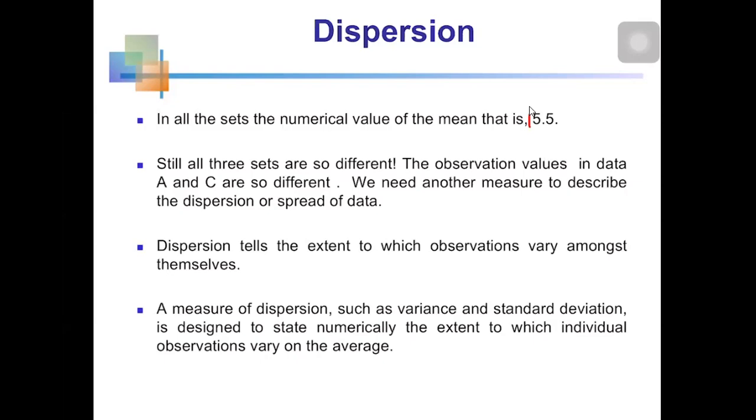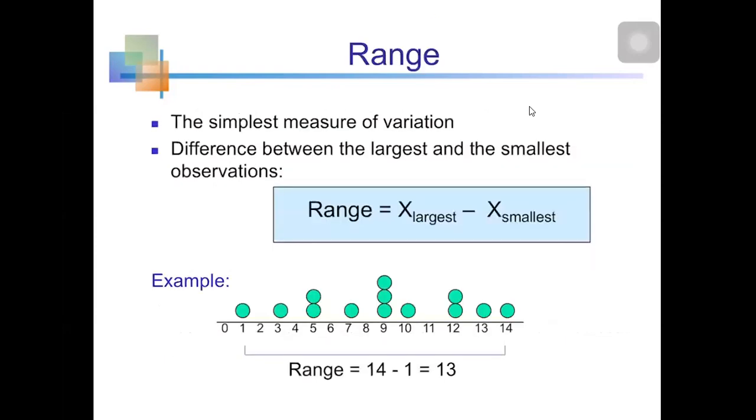So dispersion tells the extent to which observations vary amongst themselves. A measure of dispersion, such as variance and standard deviation, is designed to state numerically the extent to which individual observations vary on the average.